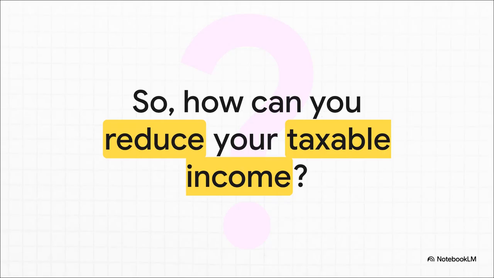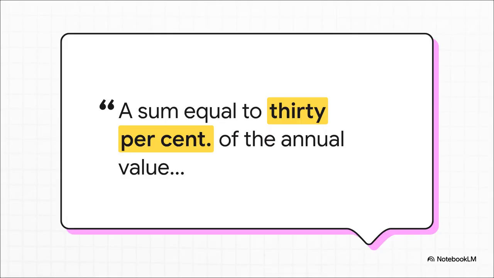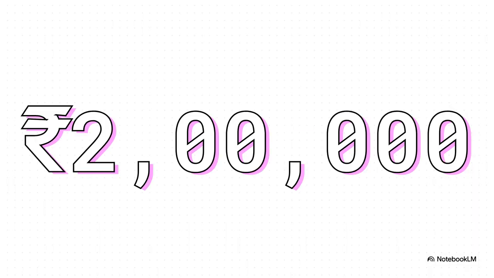Well, the law provides two main avenues for this. Let's start with the first one, which is also the easiest one. 30%. That's the magic number. This is the first and most straightforward deduction you can take. This is what's called a flat standard deduction. You just get to chop off 30% from your net annual value, period. It's meant to cover things like repairs and general upkeep, and the best part? You don't need a single receipt. It doesn't matter if you spent more or nothing at all. It's automatic.